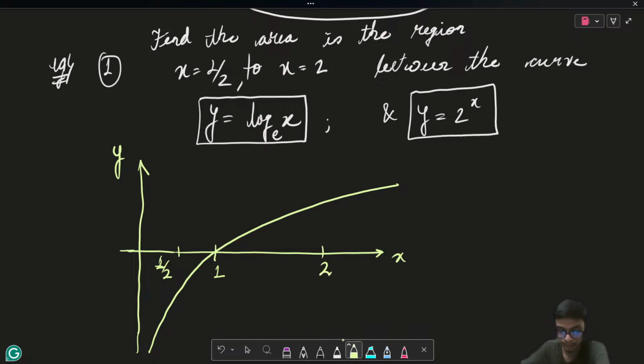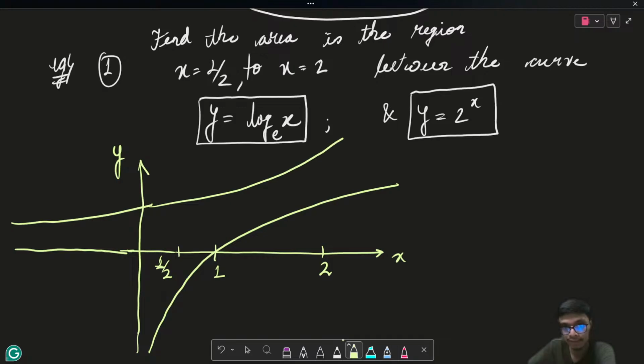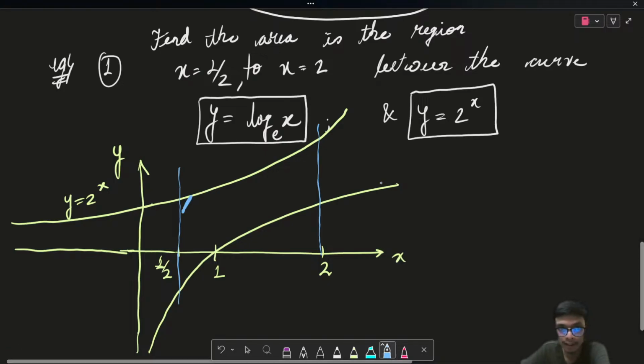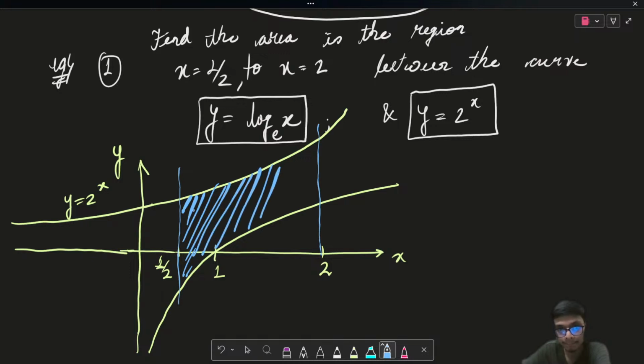And if I plot the function y is equal to 2 to the power x, this is an exponential curve, something like this. This is an increasing function, y is equal to 2 to the power x, right? So I am to find the area that is bounded between these two lines, x equals half and x equals 2, and between these curves, right? So my ultimate area is this particular area. Okay, so this is the area that I'm going to find.